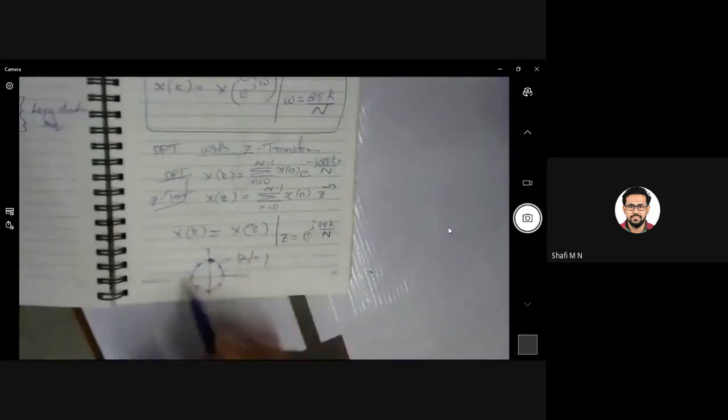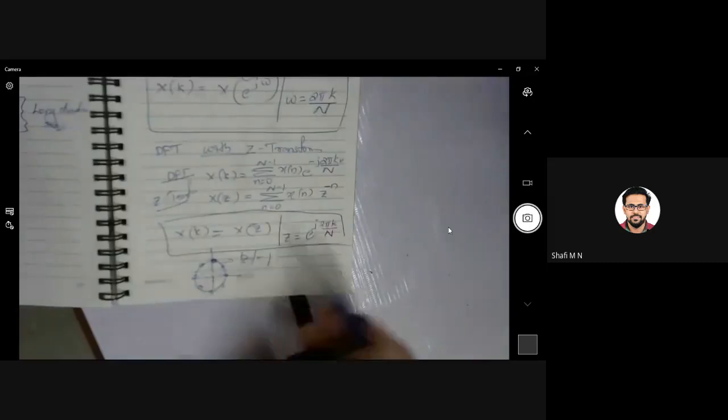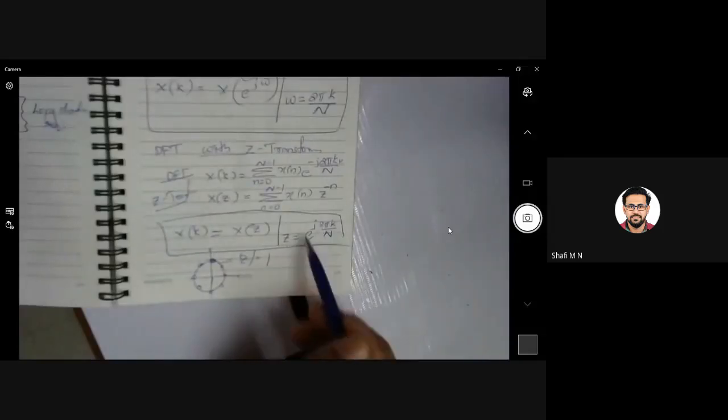Sampling by 6 means in this circle you have to choose 6 points. So this is the relation between Z transform and DFT. Let's do a problem, and that thing will be clear to you. DFT is evaluating Z transform at certain samples of Z, or certain values of Z.